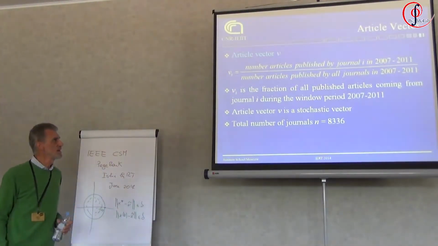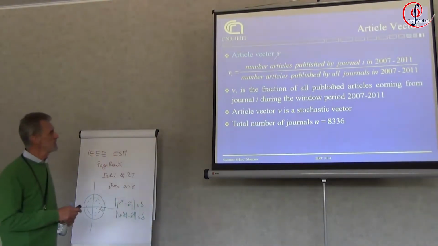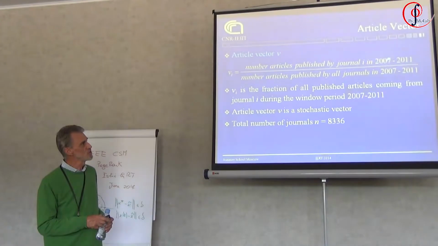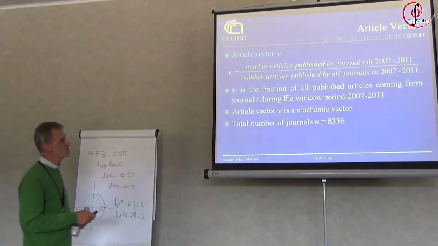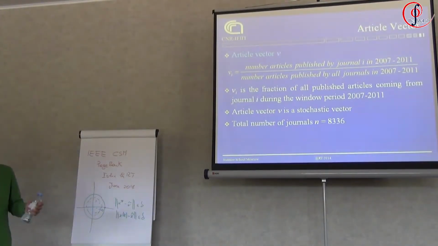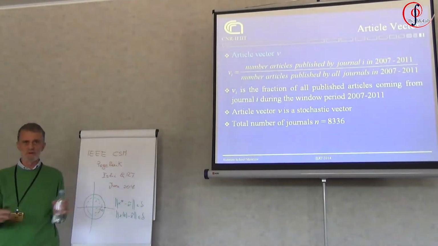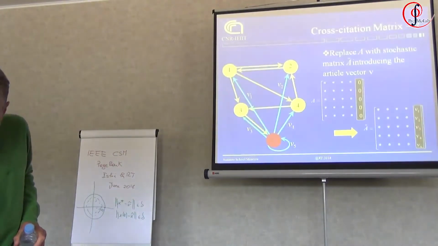So they have to build a so-called article vector, which is a probability vector. The article vector has component Bi, which is the number of articles published by Journal I in 2007-2011, divided by the number of articles published by all journals. So Bi is the fraction of all published articles coming from Journal I during the window period. The article vector by construction is a stochastic vector, and by the way, the total number of journals is on the order of 8,000. So from the computational viewpoint, this is not a serious problem. You can easily compute eigenvectors of an 8,000 by 8,000 matrix.